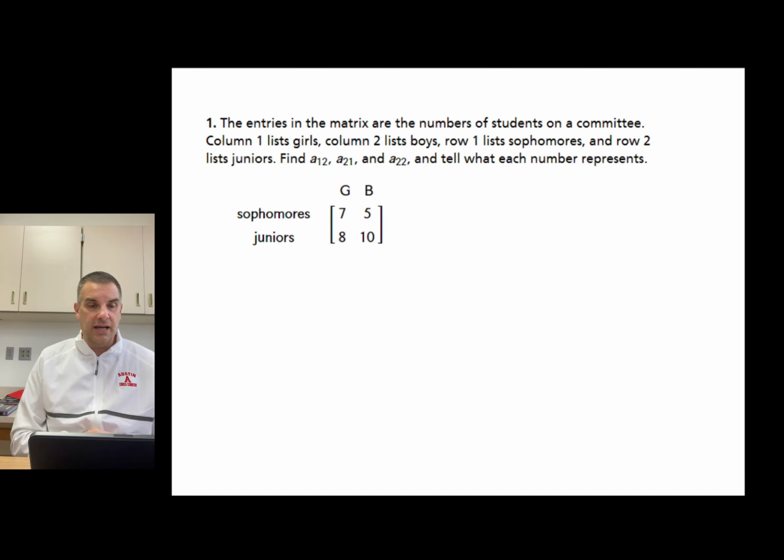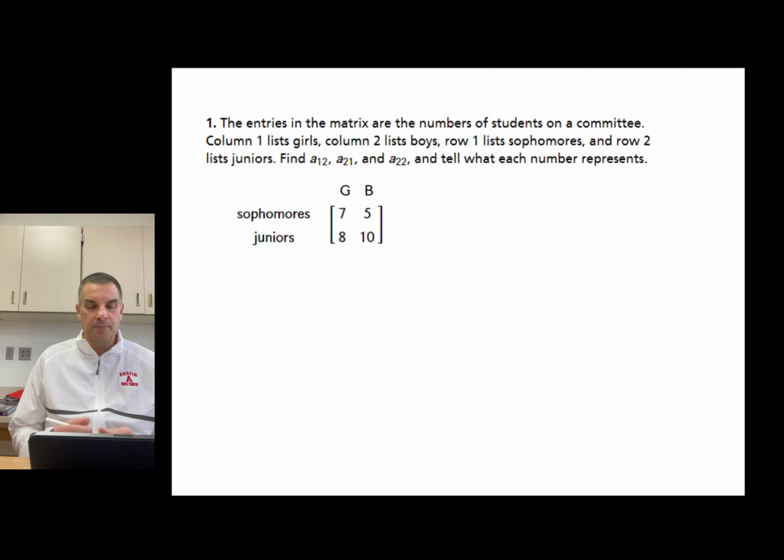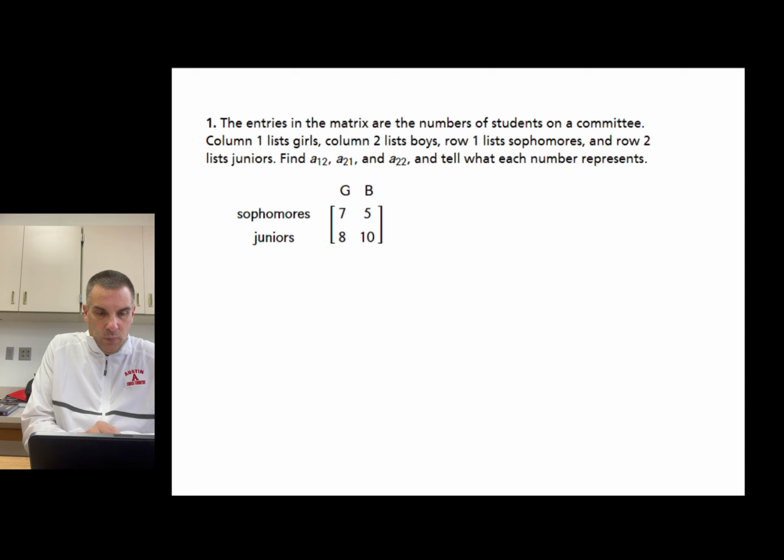Okay, so let's just look at an example here real quick. The entries in the matrix are the number of students on a committee. Column 1 lists the girls, column 2 lists the boys, row 1 lists the sophomores, row 2 lists the juniors. It says find A12, A21, and A22. A12 is going to be the first row, so that's the number of sophomore boys. That's what it represents, and there are 5 of them.